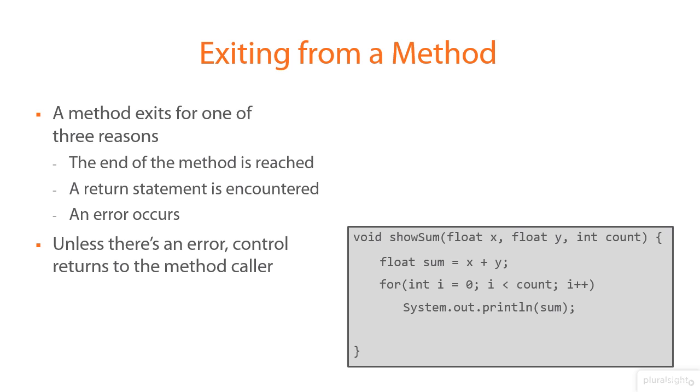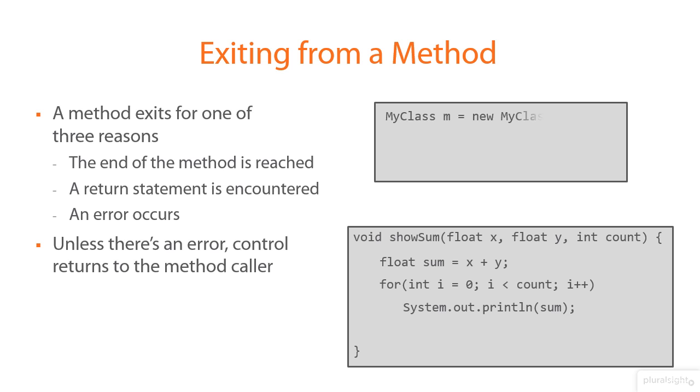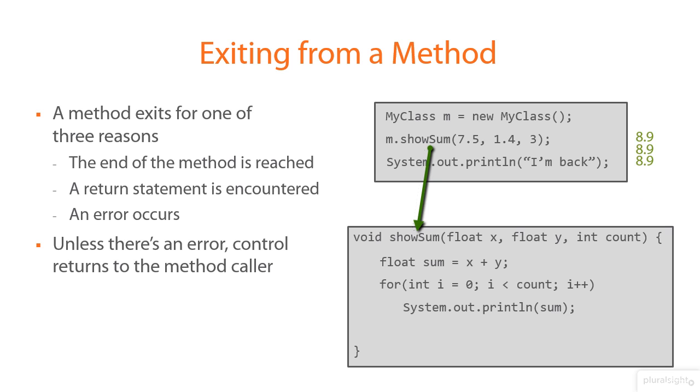So in the case of our little showSum function here, if we have our code where we created the class instance, and then we called showSum, and we had another instruction after that that printed out a message like "I'm back", what's going to happen is that when we call m.showSum, that's going to pass control into our showSum method. It will do its work, which is print out that 8.9 three times. And then control is passed back up to the caller, which will pass control to that print line "I'm back", which then prints that message out.